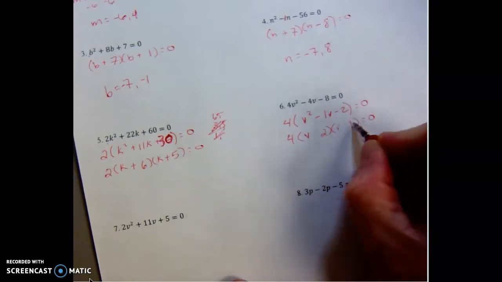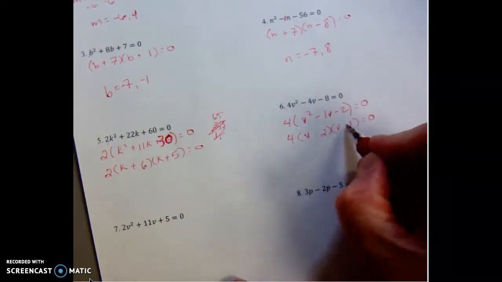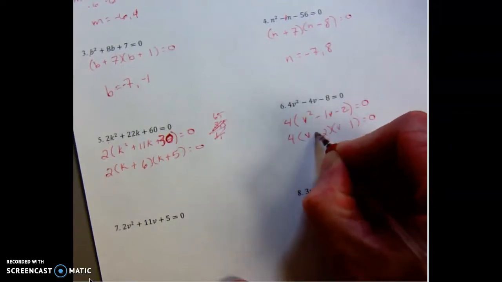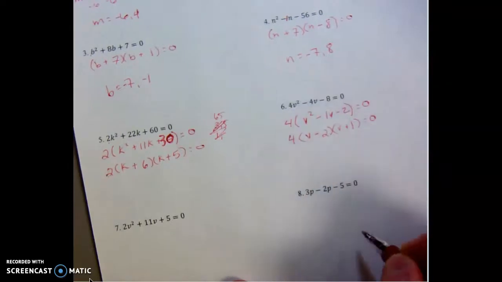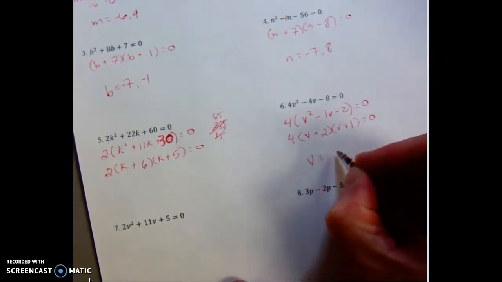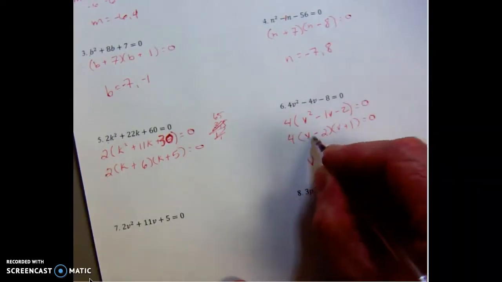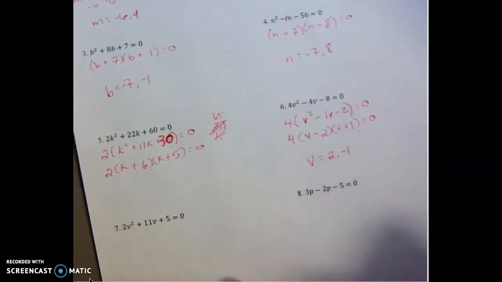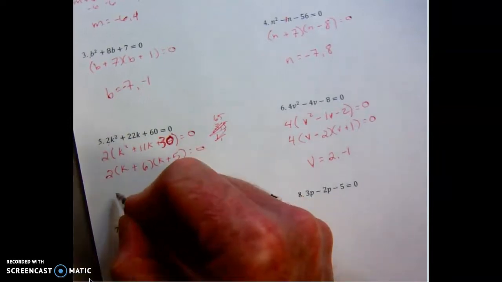2 times 1 is 2. If I subtract them, I get 1. Now I need that to be a -1, so I'm going to make it -2, +1. So my zeros are, again, just switch your signs because there's nothing in front of the variable. +2 or -1.